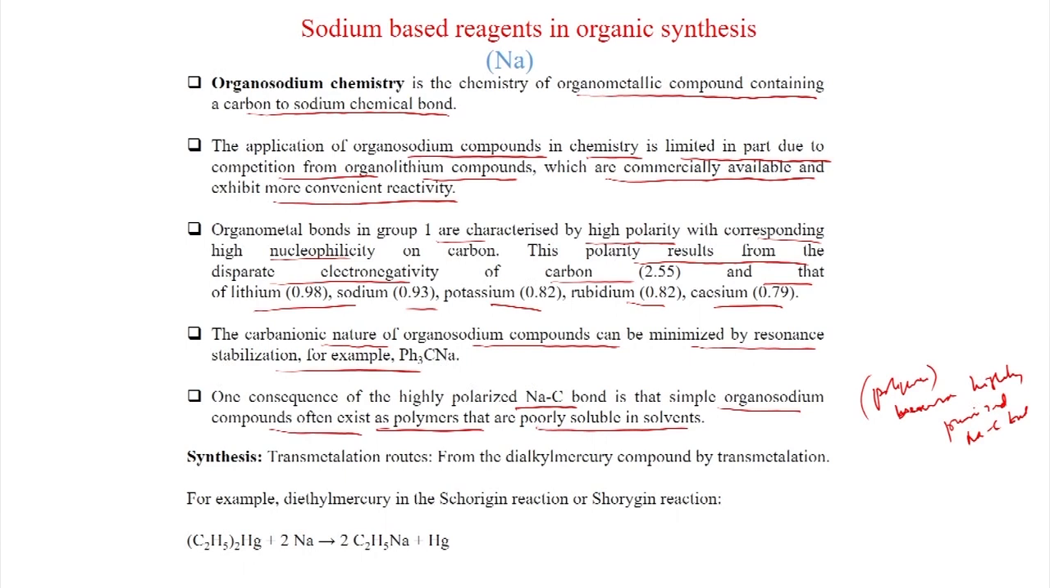However, they can also be synthesized by a transmetallation route, like from dialkyl mercury compounds. You can generate, for example, diethyl mercury in the Sorgen reaction. And this diethyl mercury can react with 2 equivalents of sodium, and then you can get ethyl sodium plus mercury. So, this is like transmetallation. The mercury is becoming free here and the sodium is displacing the mercury. So, this is called transmetallation.